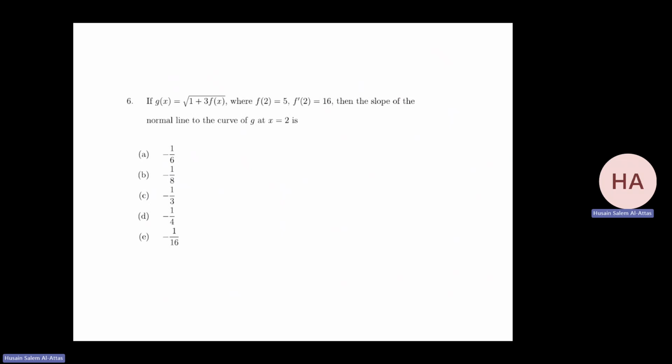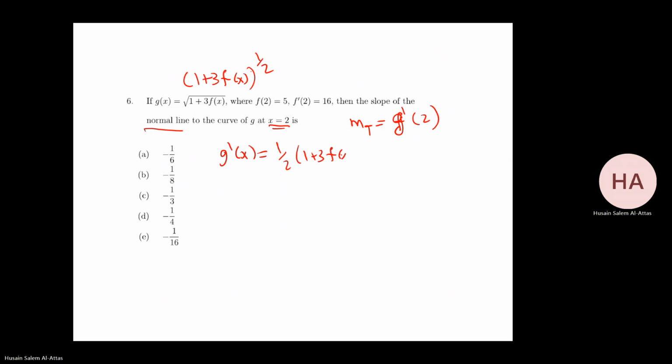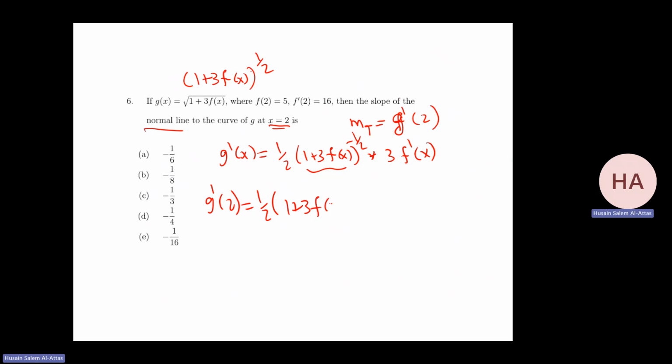G of x equals this, the slope of the normal line. I need to find the slope of the tangent first, which is g prime at x equal 2. So what will be g prime? I can make this all to the power half. So that will be half, this one to the power minus half, times the derivative of this, which is 3 f prime of x. Now add 2. That will be half times 1 plus 3 f at 2, to the power minus half, times 3 f prime at 2.